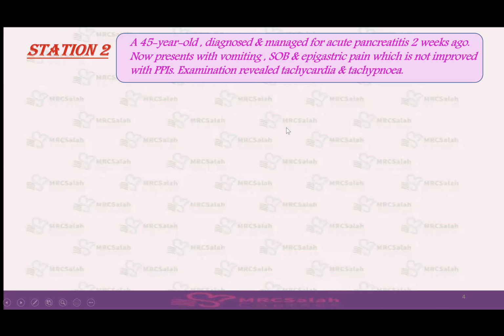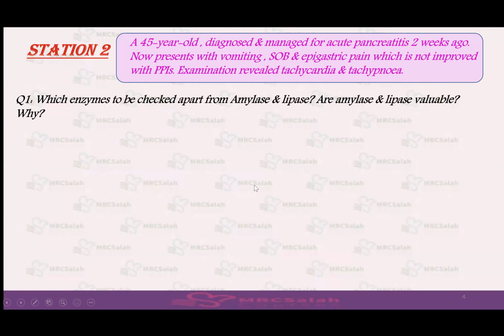Okay, so your station is a 45-year-old lady, diagnosed and managed for acute pancreatitis 2 weeks ago, now presents with vomiting, shortness of breath, and epigastric pain which is not improved with PPIs. Examination revealed tachycardia and tachypnea. First question for Dr. Aya: which enzymes to be checked apart from amylase and lipase?